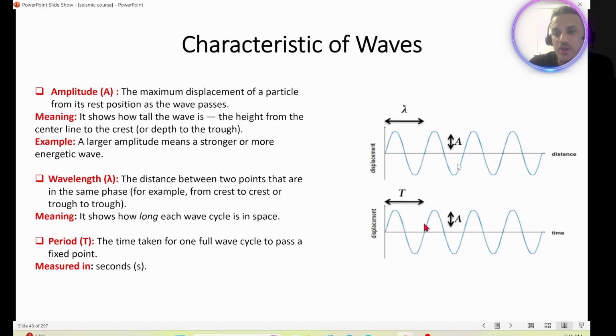So the amplitude is the maximum displacement from the rest point to the crest. This is just an illustration to show you the displacement, but in real life we may have vertical displacement or horizontal displacement, depending on the wave type.